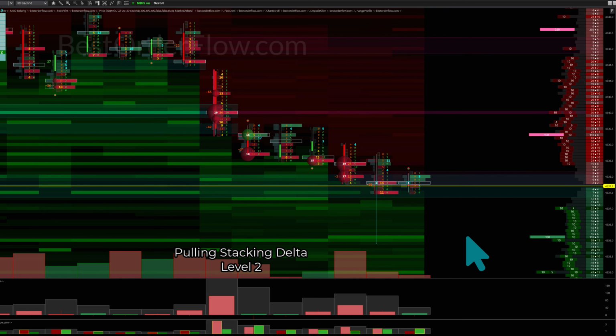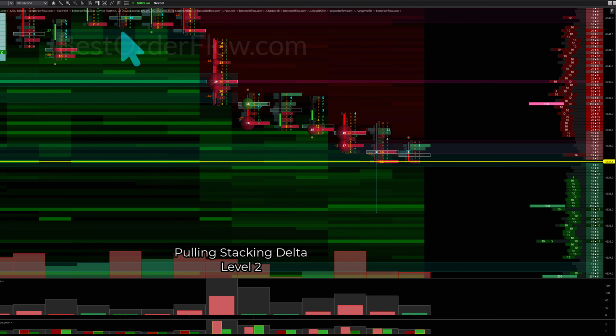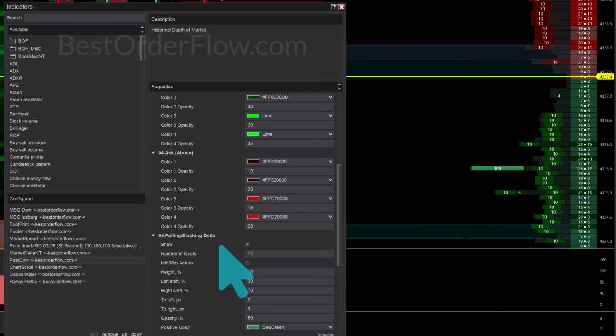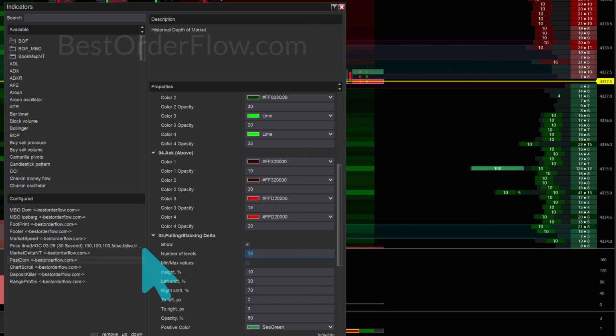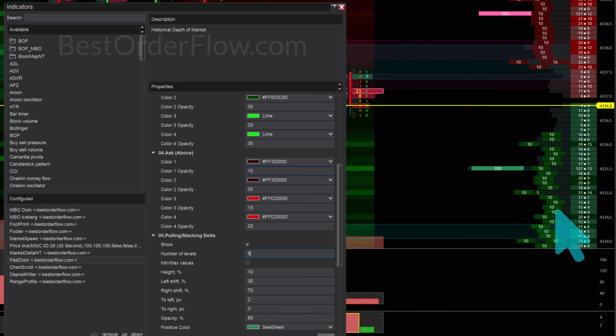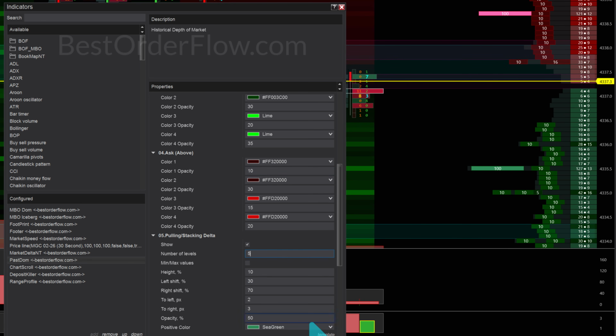Okay, I can actually tune these bars even for better precision. Instead of 14 bars on the pulling and stacking, I can do only 7, because I see there is a bunch of boats right now. Those are boats and these are boats. I can do only 5 levels. Here we go. Now it's going to be better precision for me on what's happening nearby the price.